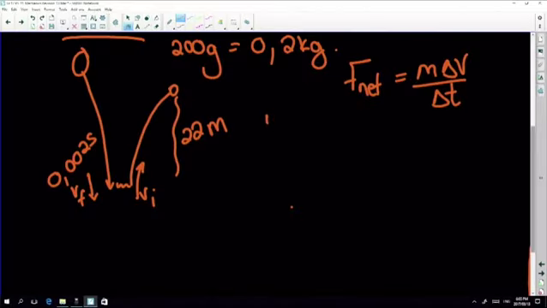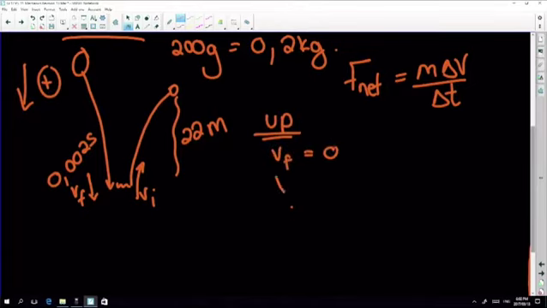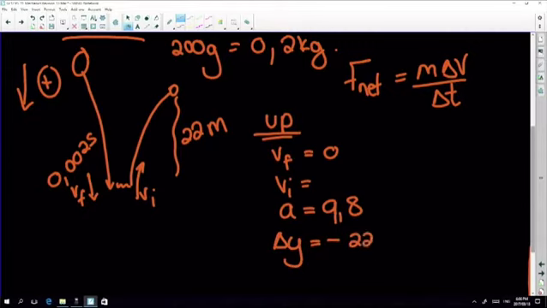So for the up motion, I'm going to make down positive, because that was my original direction. For the upward motion, my final velocity is 0. My initial velocity, we don't know, I'm going to work that out. My acceleration is 9.8 because it's down, and delta y is minus 22. I'm making delta y minus 22 because it's moving up, okay? It's above where it was. It's going upwards. So I want VI.